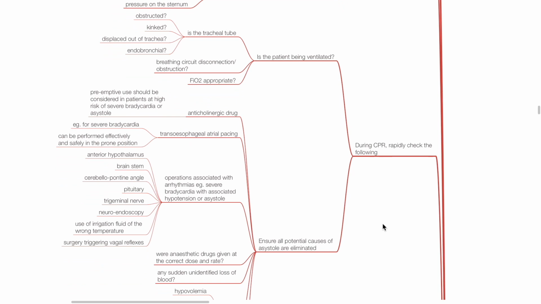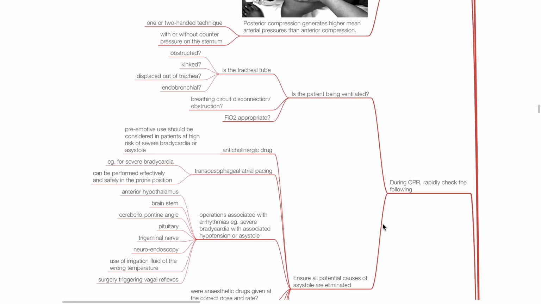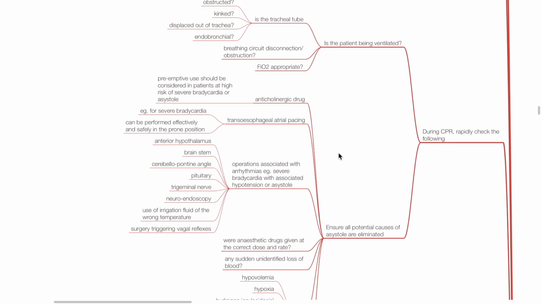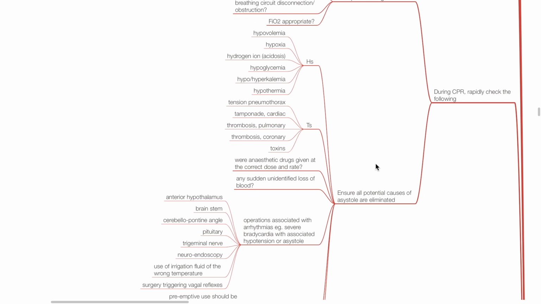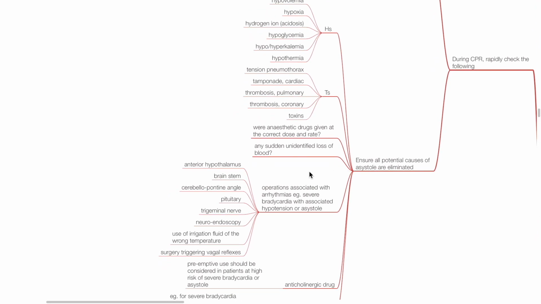During CPR, rapidly check the following. Is the patient being ventilated? Is the tracheal tube obstructed, kinked, displaced out of the trachea, or displaced endobronchially? Has breathing circuit disconnection or obstruction occurred? Is the FiO2 appropriate? Ensure all potential causes of asystole are eliminated, such as hypovolemia, hypoxia, acidosis, hypoglycemia, hypo or hyperkalemia, hypothermia, tension pneumothorax, cardiac tamponade, pulmonary thrombosis, coronary thrombosis, and toxins. Were anesthetic drugs given at the correct dose and rate? Any sudden unidentified loss of blood?